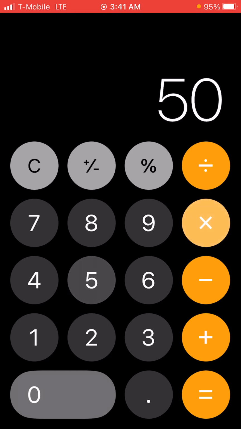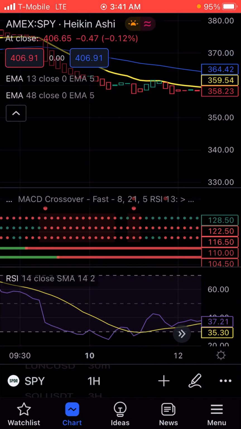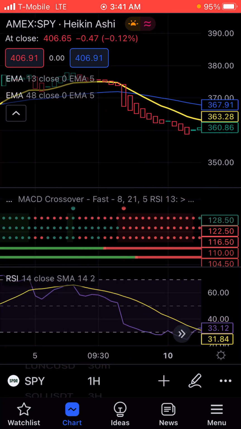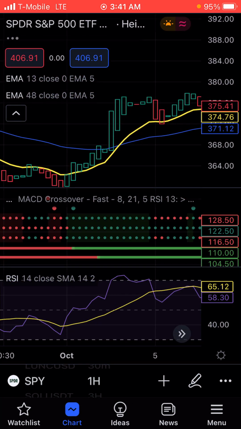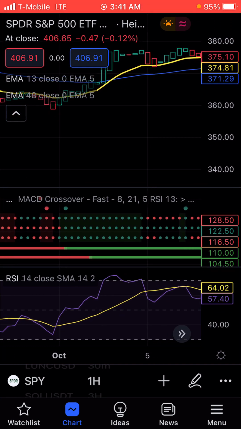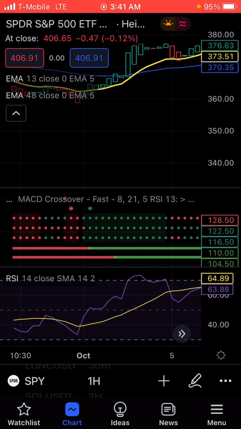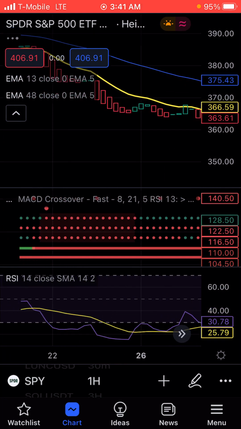12.53 times 50. That is $626. I'm going to do this 2 more times, and I think you guys understand this. I'm going to look at different time frames here. Today I'm just doing the hour. Okay, let's just go back a little bit.